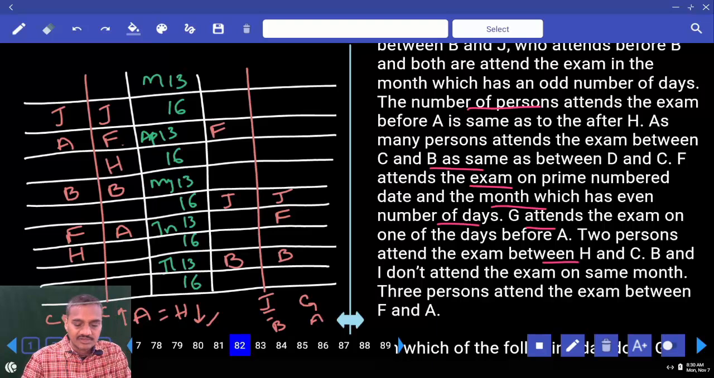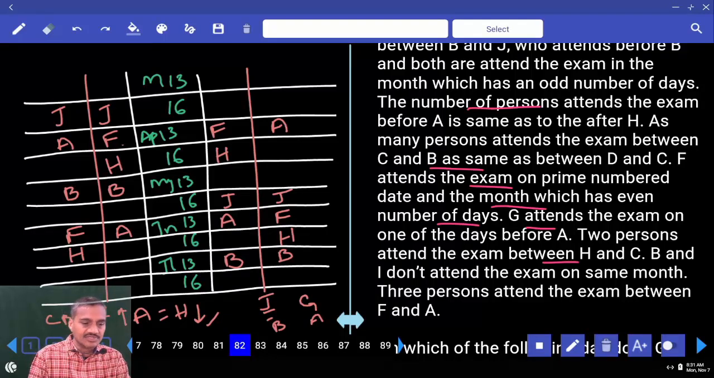A and H. Now between F and A, how many people? There are exactly 3, 1, 2, 3, A is here. If A is third from the bottom, then H must be fourth from the top. A and H. Now here again there are three persons between F and A, A is third from the bottom, so H must be third from the top.